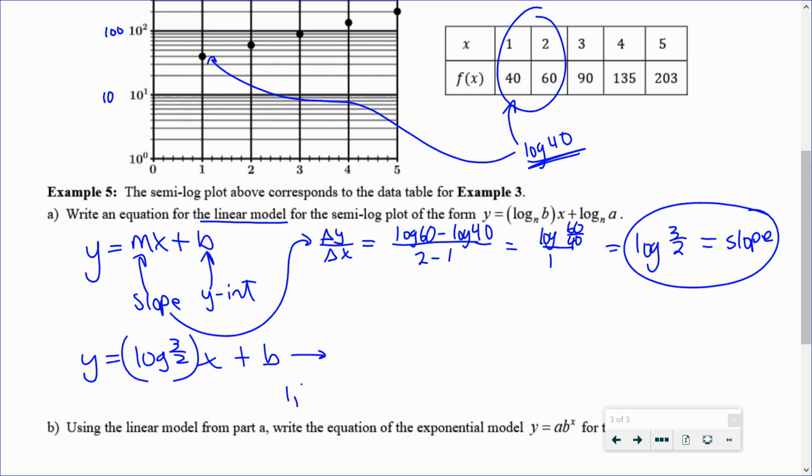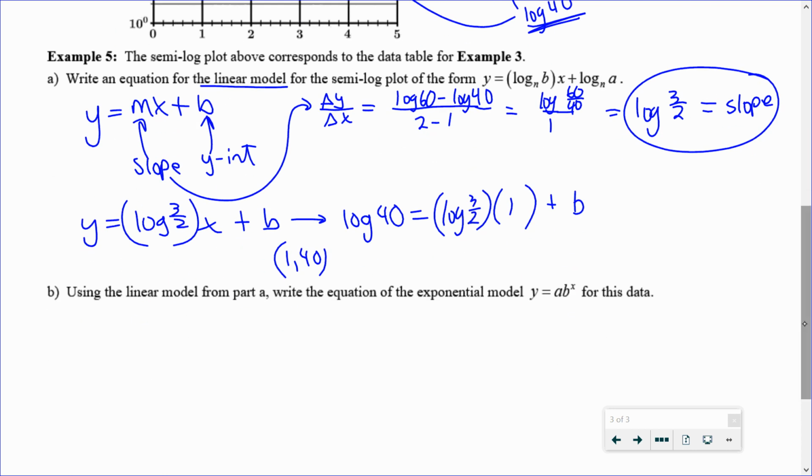So if I use the 1 and the 40, I would say log of 40 equals, and now I have the log of my 3/2 times x. What am I pretending x is? 1 plus b. So now I can solve for b, right? Because the 1's not going to matter. So basically, if I want to solve for b, I have b equals log of 40 minus log of 3/2. Just going to subtract that over. So log of 40 minus log of 3/2.